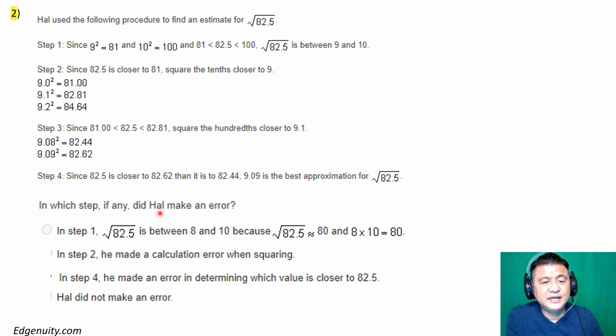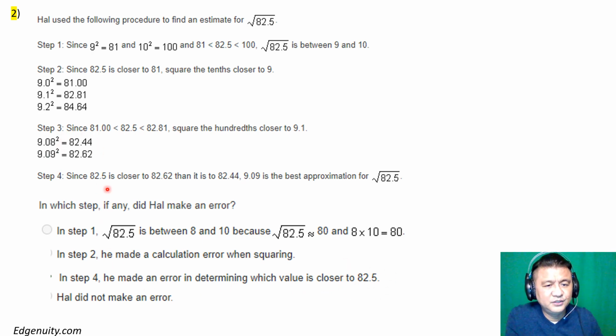In which step did Hal make an error? Step 1: square root of 82.5 is between 8 and 10 because 8 times 10 is 80. No, that's not the correct one. He made a calculation error in squaring? No, the squaring here is correct. You can check with the calculator. In step 4, he made an error in determining which value is closer to 82.5.